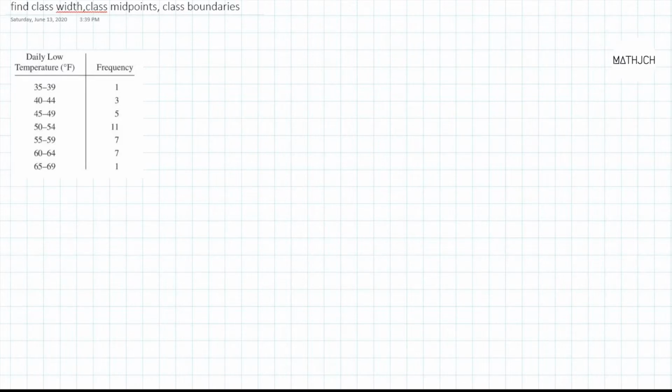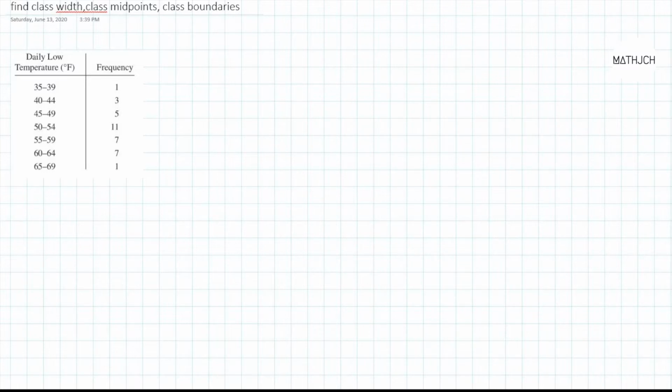Our first range is between the number 35 and the number 39. All of these numbers are whole numbers. So our class boundaries will be as follows. We just need to add or subtract 0.5. So our first boundary for 35, we just subtract, which will be 34.5. So just keep in mind that, okay? We're just going to add or subtract 0.5.